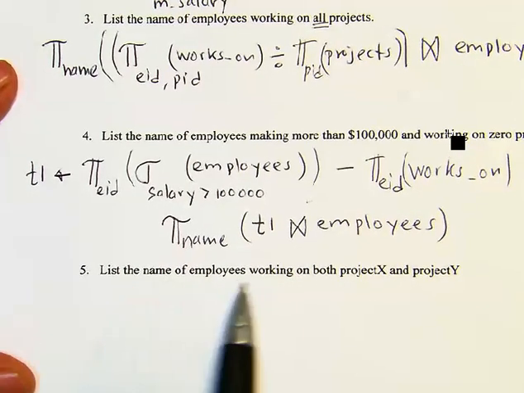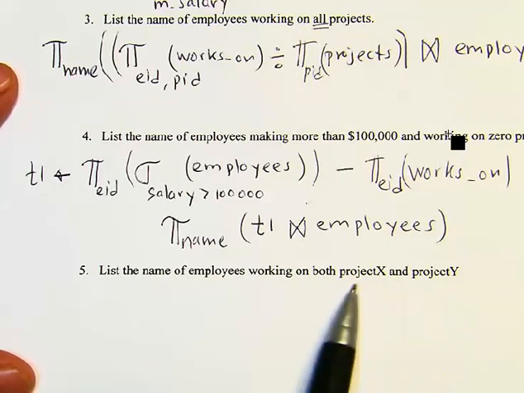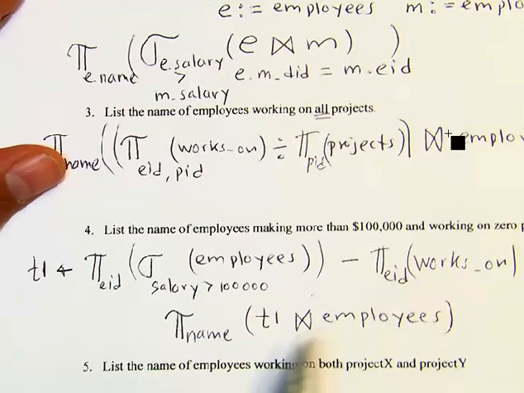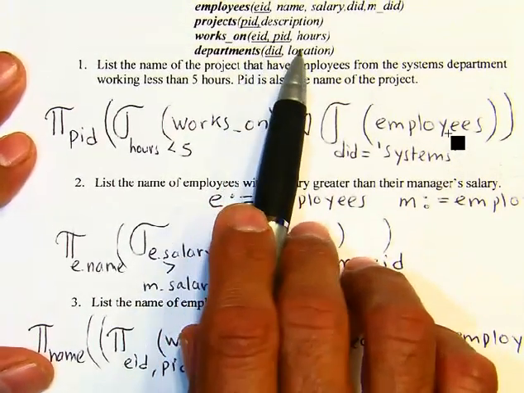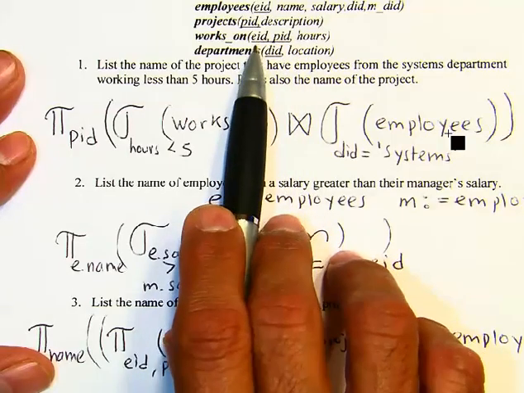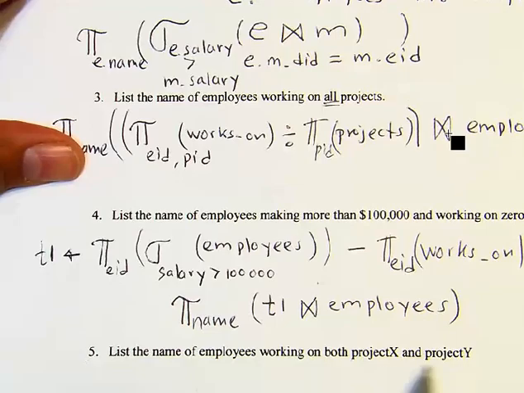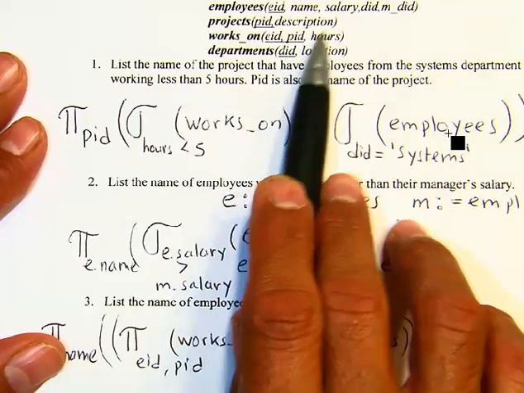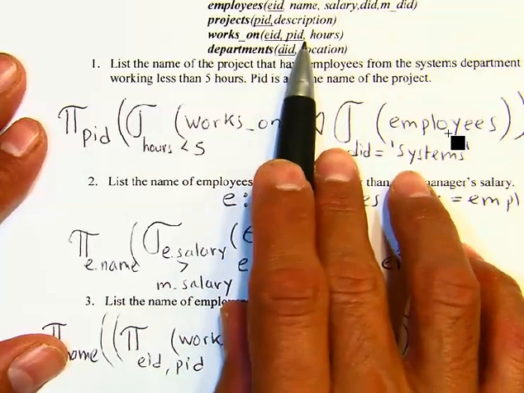Okay, the last question: names of employees working on both project X and project Y. This is an example of a common mistake, because we need names too, right? On projects, we get the employee identification and the names. So I could say PID is project X and PID is project Y. That's not possible, that's an error. Why? Because PID can only take one value, so I cannot say PID equals this and PID equals that. It works for an OR, but not for an AND.